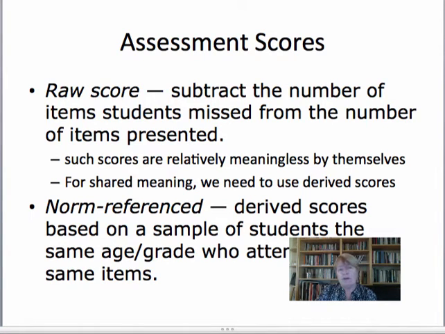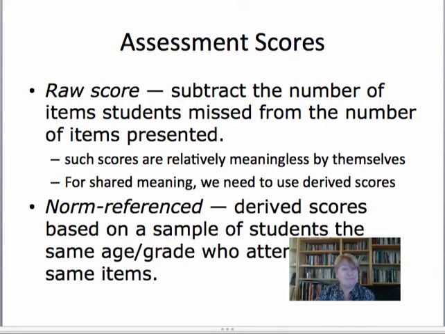These scores are relatively meaningless by themselves. You don't really know what that means. And so in order to understand what they mean, we need to convert them into what are called derived scores. But let's keep talking about that raw score for a minute. Let's say you took the midterm, and you found out that your score on the midterm was 28.